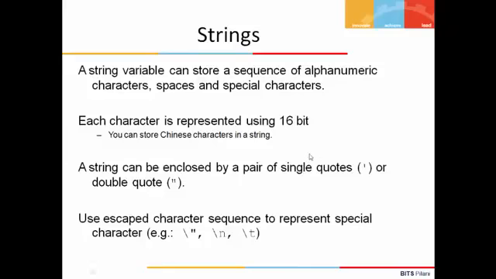When it comes to strings, it's the same definition which all the other languages define. It's a sequence of alphanumeric characters, spaces, and special characters, and each character is represented by 16 bits. Since it is 16-bit Unicode, you can represent almost every possible language in this world. You can make use of either a single quote or a double quote to represent a string. Then you have escape characters in the form of \n, or \t for tab, or \" in case you want to print a quote. So all those things are possible in strings.